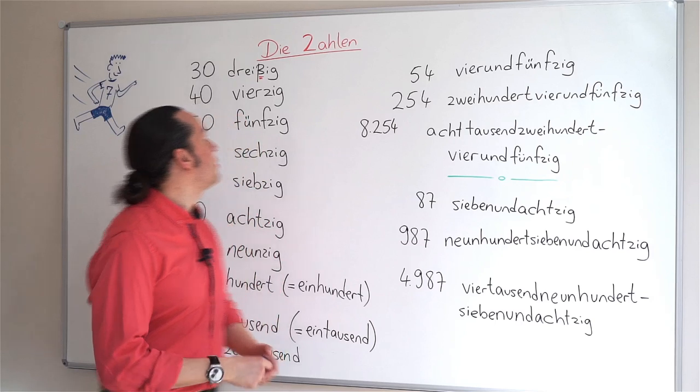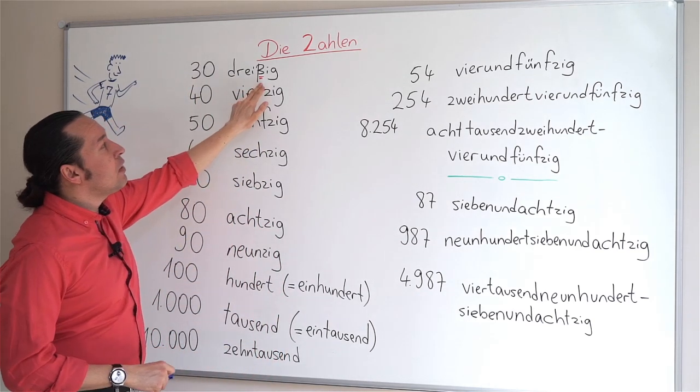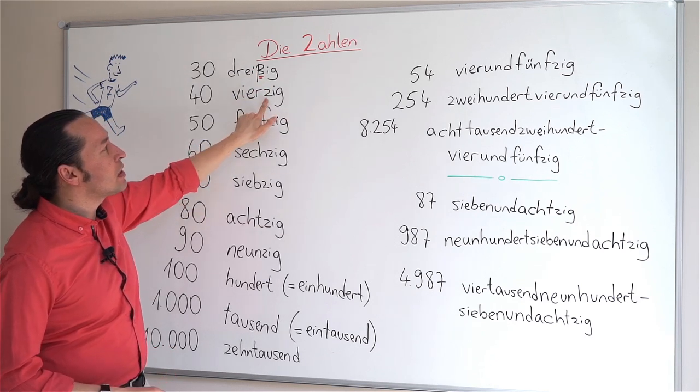Let's continue with the other numbers. 30, pay attention. Here we write this with SZ, dreißig, but those others will be written with zig.